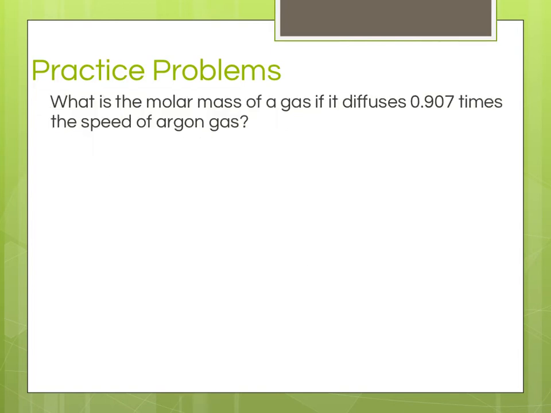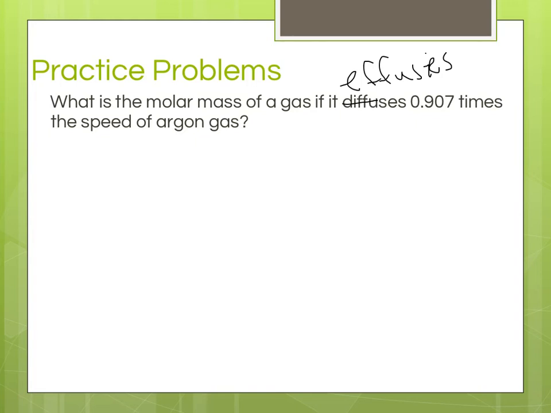Okay, a different type of problem. This one for some people can be the most confusing, but it's really not any more difficult. This one is finding a molar mass of an unknown gas. So what is the molar mass of a gas if it diffuses, which this actually should be effuses, because we're talking about effusion, not diffusion. Diffusion is gases mixing throughout the room. Effusion is going through a hole.